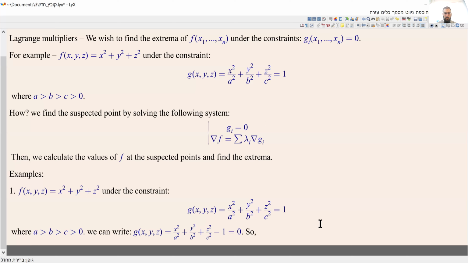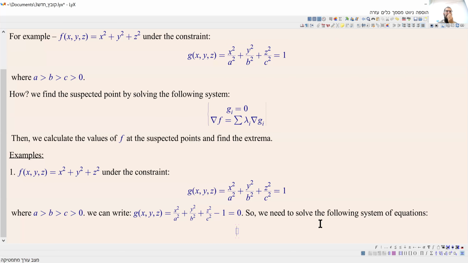So we need to solve the following system of equations. The gi are the constraints. Here in this example we only have one of them, so I just write g, and that's all. But sometimes we have g1, g2, g3, more than one condition. We try to find the extrema under these constraints. And in the second example, we'll have two constraints, so you can see it more clearly.